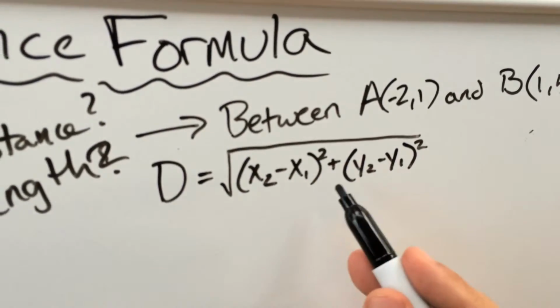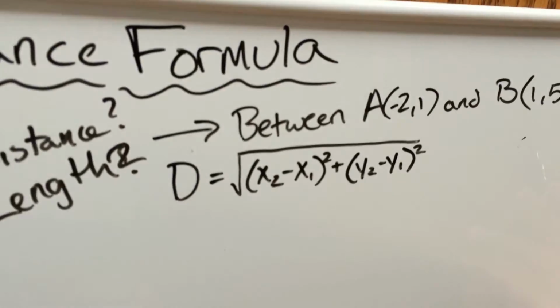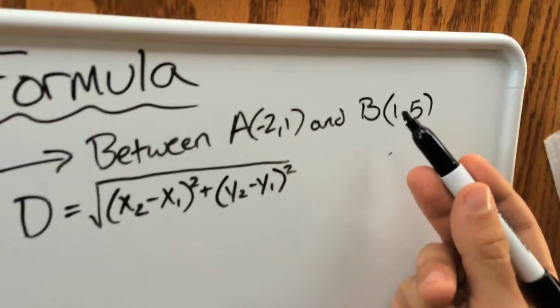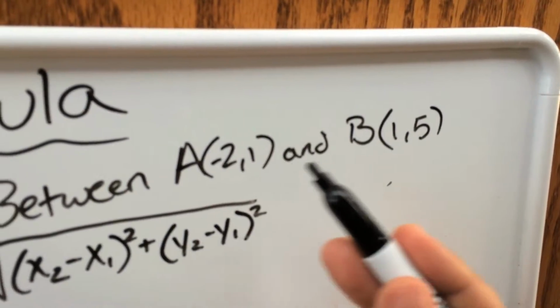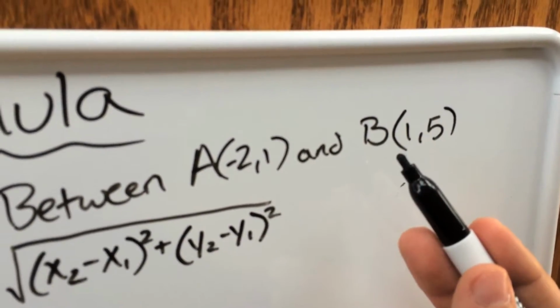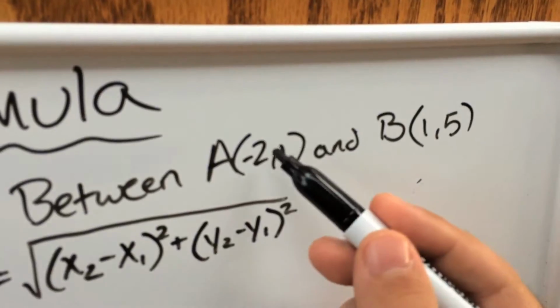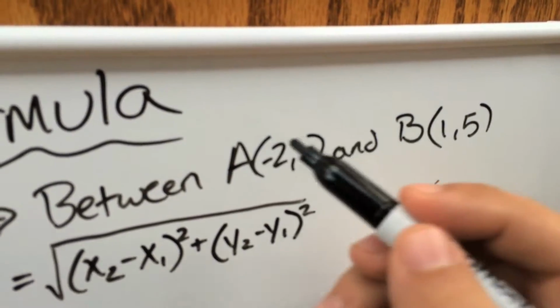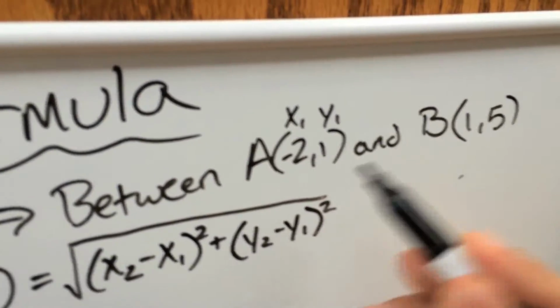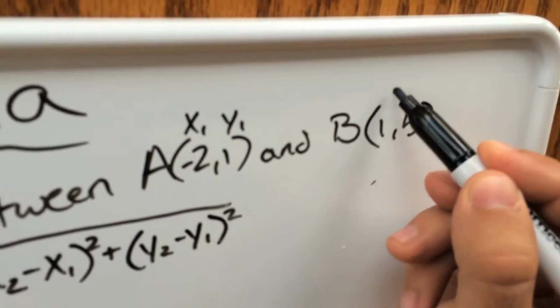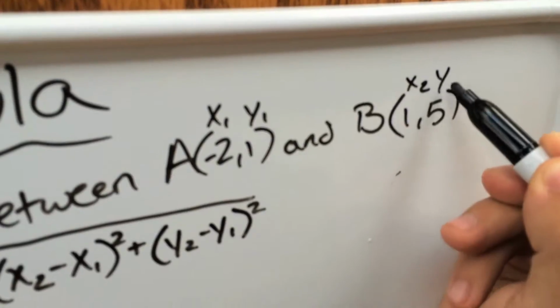Now, it says x2, x1, y2, y1. Where do I get these numbers? They come from these points. Now, first things first, you need to pick one of these to be your x1, y1. Let's pick A to be our x1, y1. So let's label these points x1, y1, leaving these points here to be x2, y2.